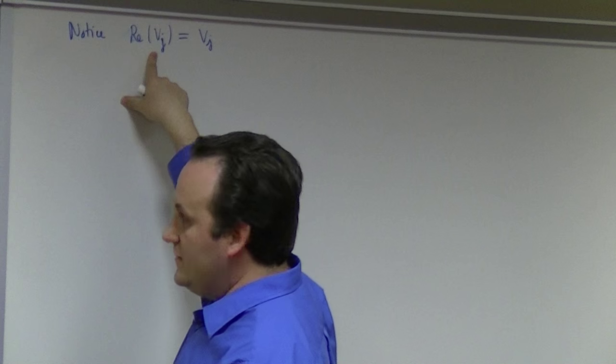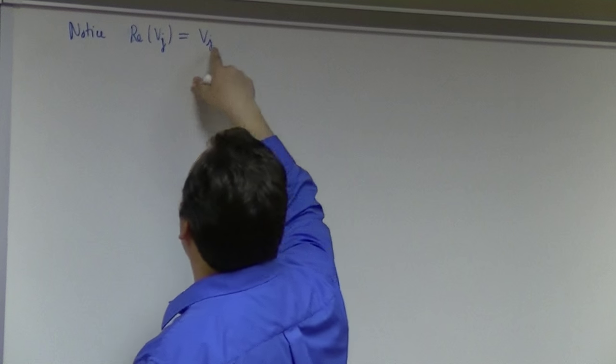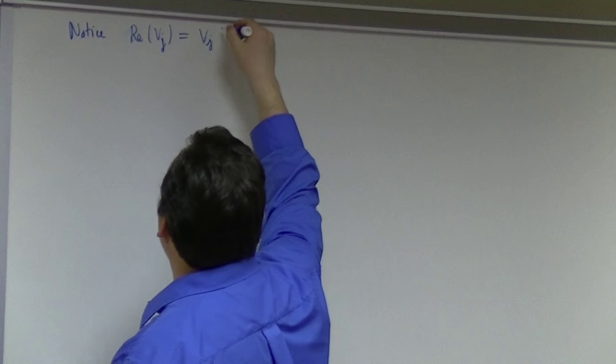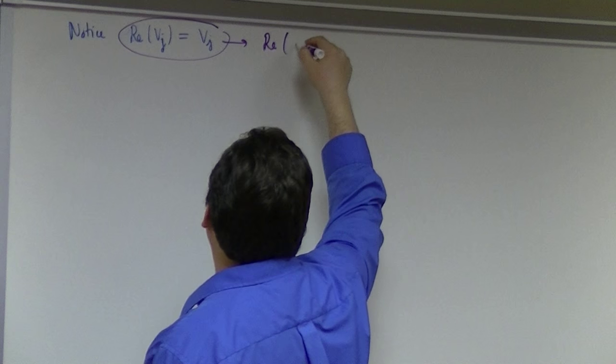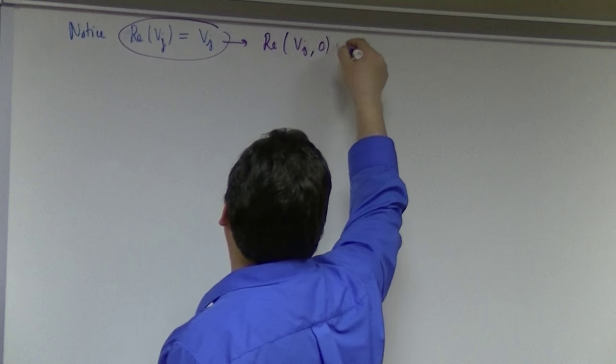So you notice that I say the real part of Vj is Vj, but what I really should say, to be more careful, is that the real part of (Vj, 0) is Vj. Fine.